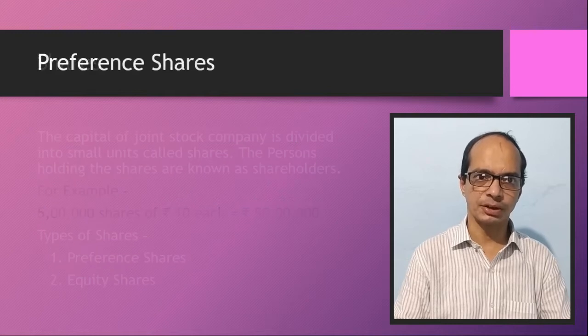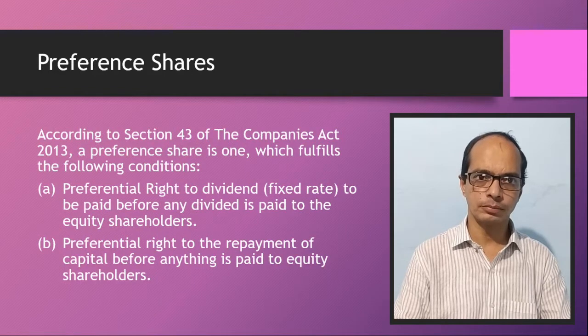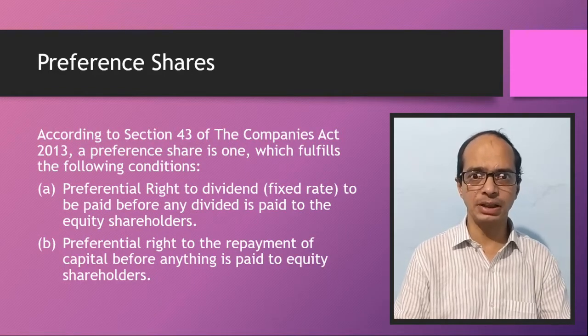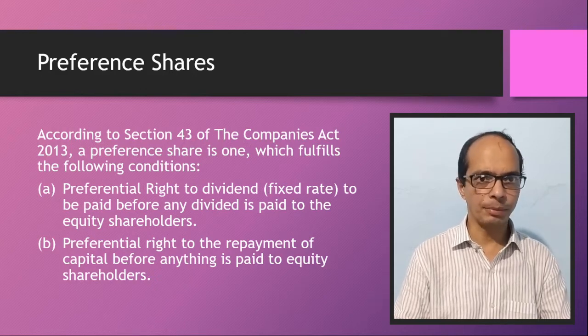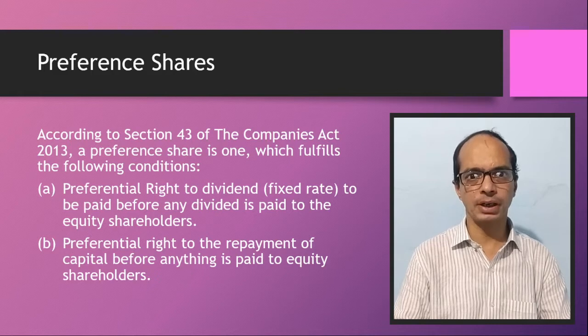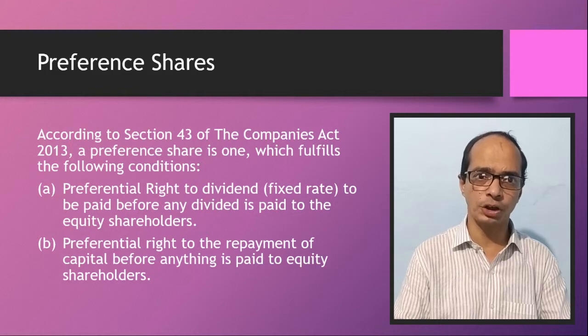First, preference shares. Capital obtained by issue of preference share is known as preference share capital. According to section 43 of the Companies Act, preference shares are those shares which enjoy two preferential rights over equity shares. One, regarding payment of dividend, and second, for repayment of the capital. Preference shareholders get dividend before any dividend declared for equity shareholders, and dividend payable to these shareholders is fixed. And regarding capital, they get refund of capital before repayment of the capital to the equity shareholders in the event of winding up of the company.